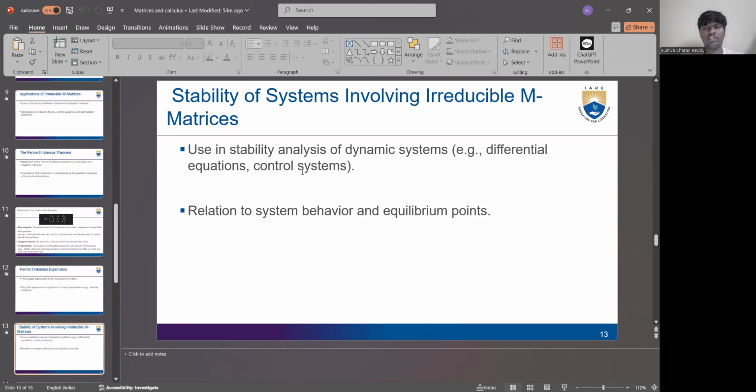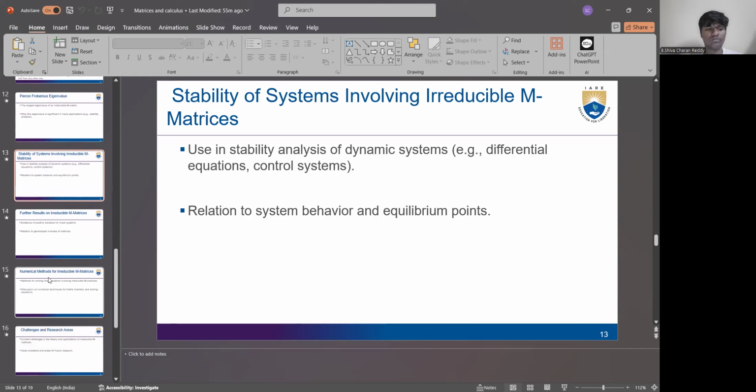Stability of systems involving irreducible matrices. Used in stability analysis of dynamic systems, for example differential equations and control systems. It has a relation to system behavior and equilibrium points. These matrices are used in differential equations and control systems, as the control system we talked about earlier, to control the flow of various programs and applications. You can also determine the stability and do the analysis of them by using dynamic systems, and it also has a relation to system behavior and equilibrium points.